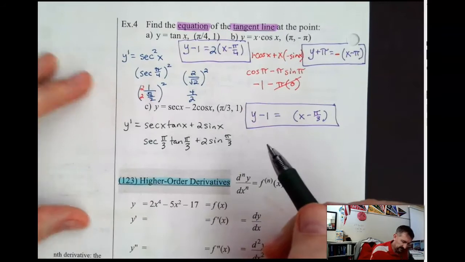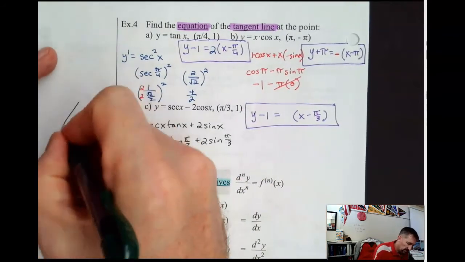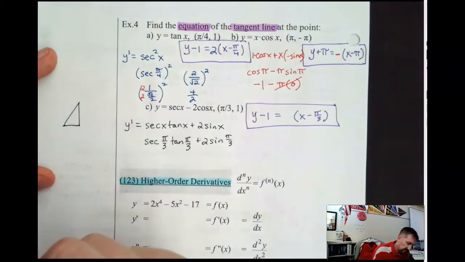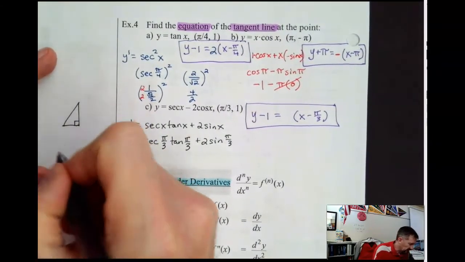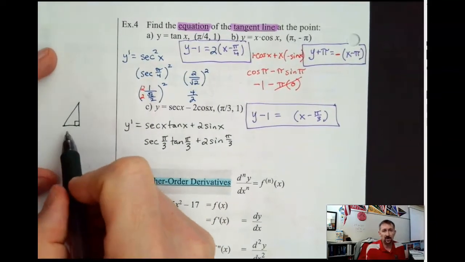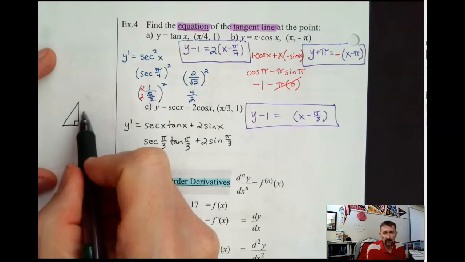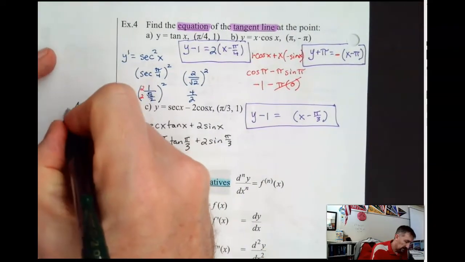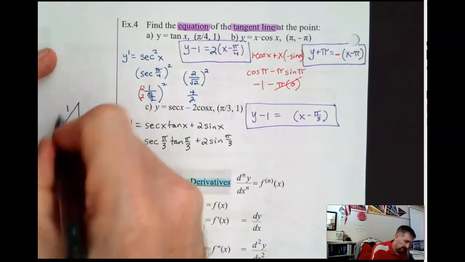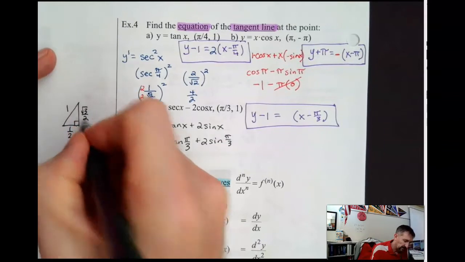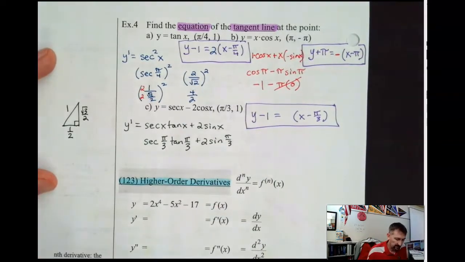So pi over 3 is 60 degrees. One way you could handle this is you could draw the triangle in the first quadrant. The way we used to do that back in geometry is we would put 1, root 3, 2. But you can also use this as 1 and then go backwards. The short leg would be 1/2 and the long leg would be root 3 over 2, for a 60-degree angle there.